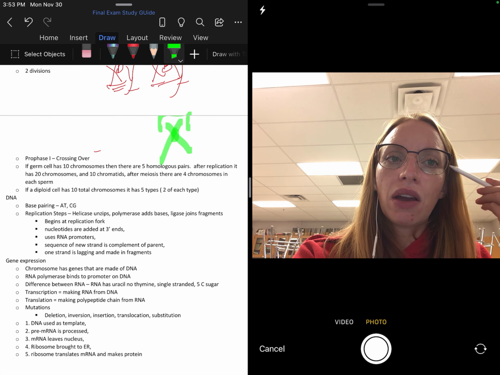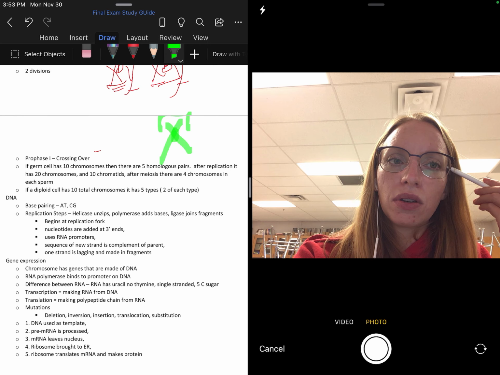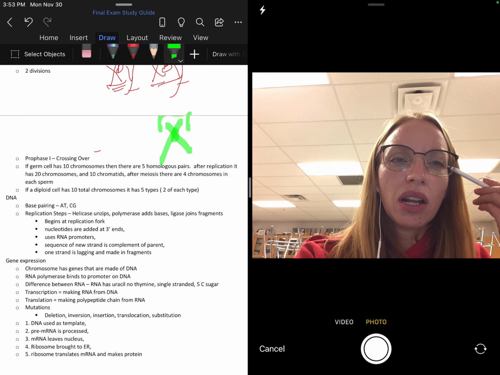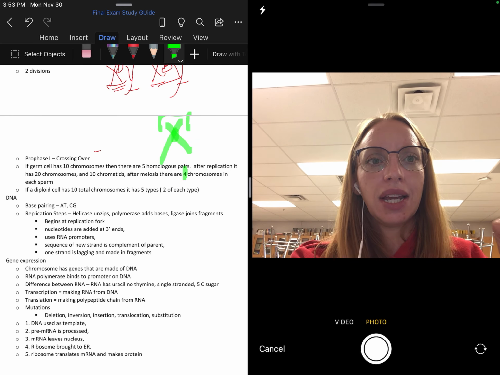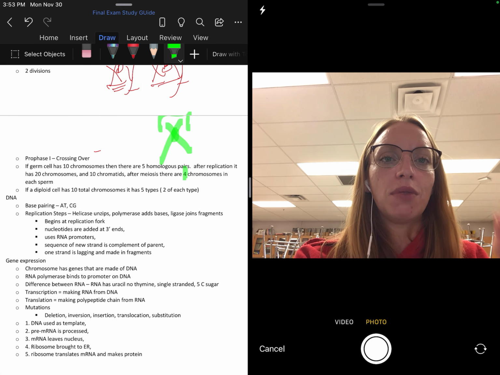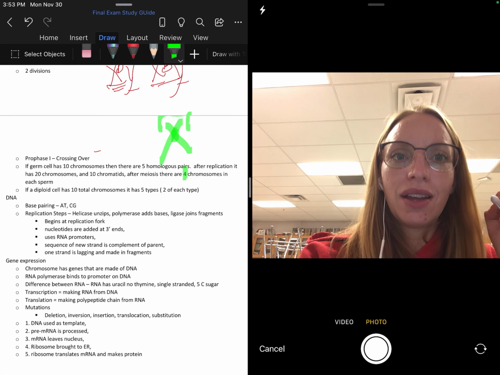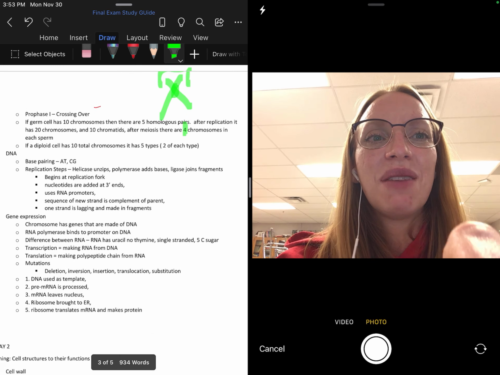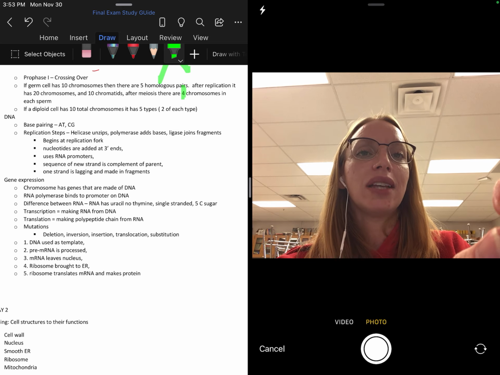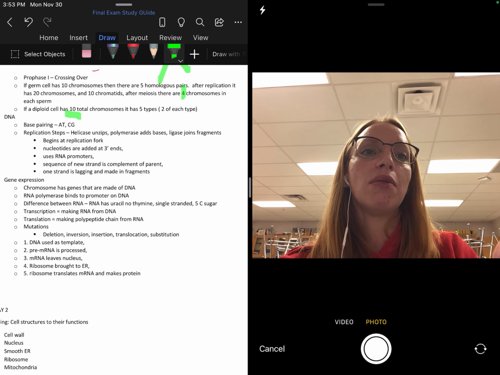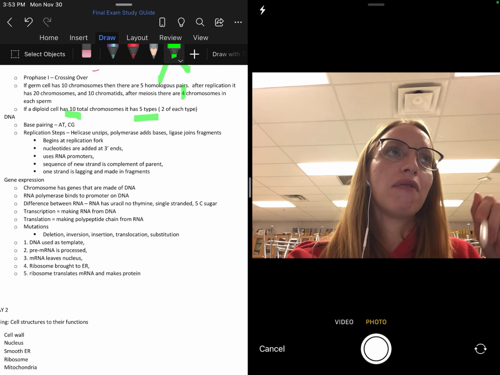After meiosis, there are 4 chromosomes in each sperm. How did I get 4 from 10? Goodness, I didn't proofread this very well. I was just trying to get it done. That should be 5 chromosomes because 5 is half of 10. So I'm catching my mistakes here before I put this online for you. You also need to know that if a diploid cell has 10 total chromosomes, then it will have 5 types of chromosomes because it will have 2 of each type.